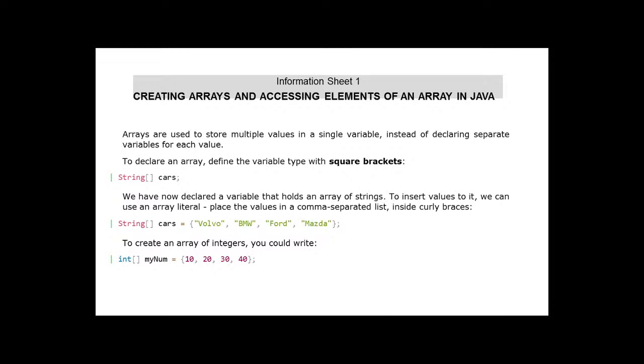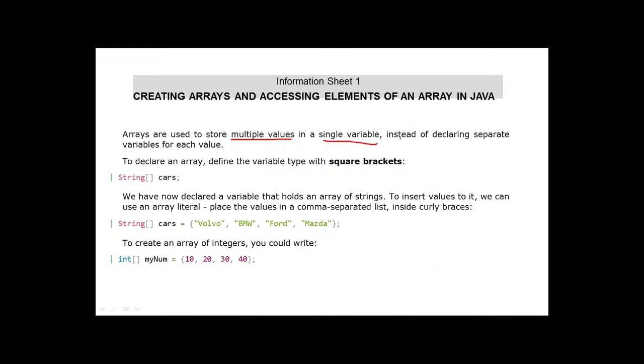So this is our information sheet 1 of week 3, creating arrays and accessing elements of an array in Java. So when we say array, those are used to store multiple values in a single variable. So this is multiple values. If you have a lot of values, you can store it in just one variable as long as its data type is the same.